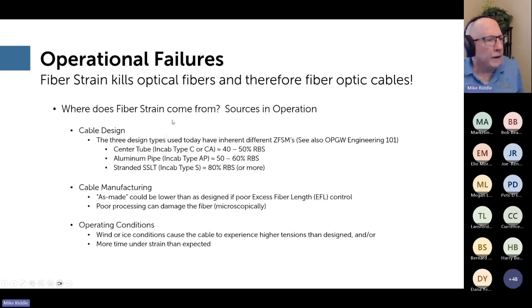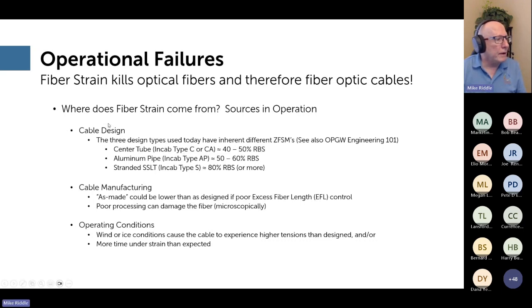Where do you get fiber strain in operation? Well, it's a function of the cable design. Each of the three cable designs that are used, and remember, I do a presentation, OPGW Engineering 101, where I talk about this in detail, they have ranges of zero fiber strain margin in this general range. It's inherent to the design type, how its geometry and how it functions. It doesn't mean that one design is bad or better than another. They're just different. And there are significant engineering trade-offs between them.